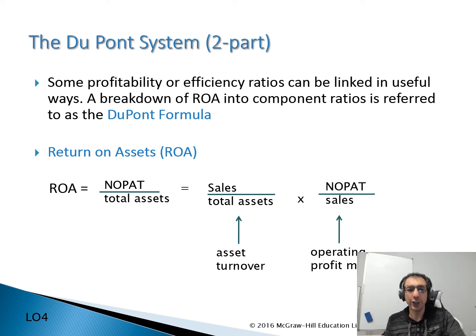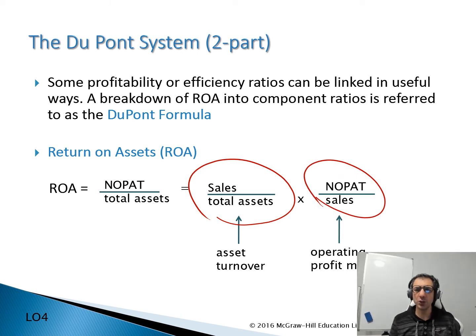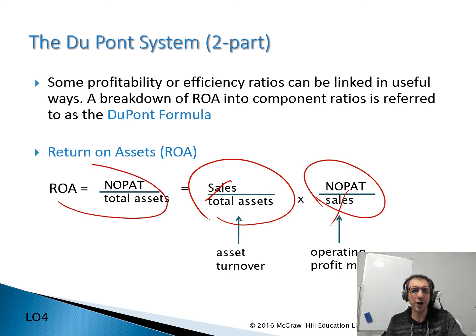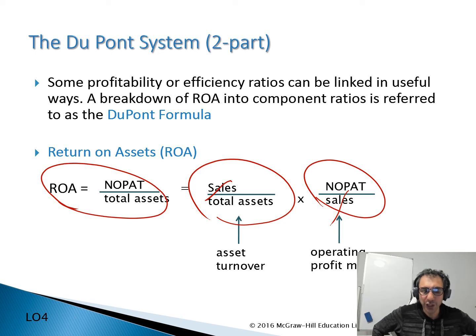So the asset turnover, as we learned, that is just sales divided by total assets. The operating profit margin is NOPAT. What is NOPAT? It is net operating profit after tax divided by sales. Maybe you say, Ali, that's ridiculous. You can get rid of sales and you will have NOPAT divided by total assets, which is your ROA, or return on assets. Why are we breaking down into 2 ratios?